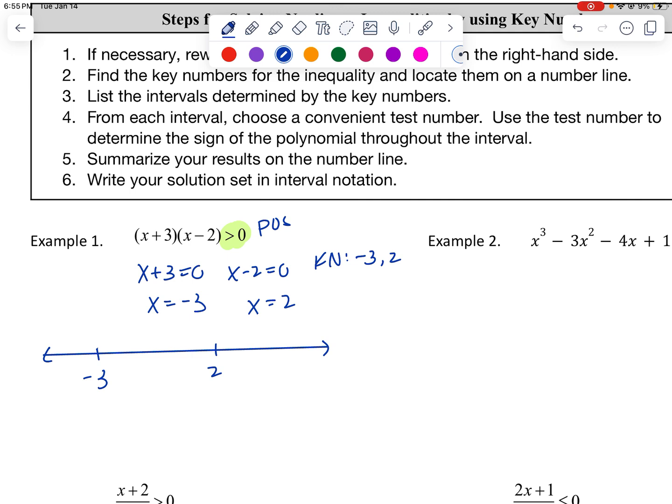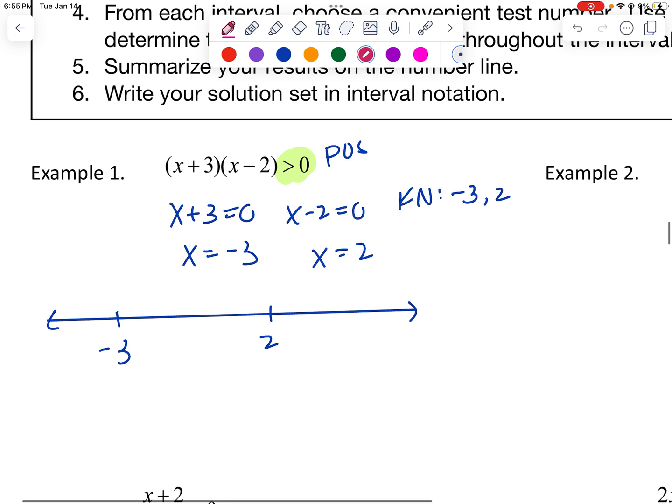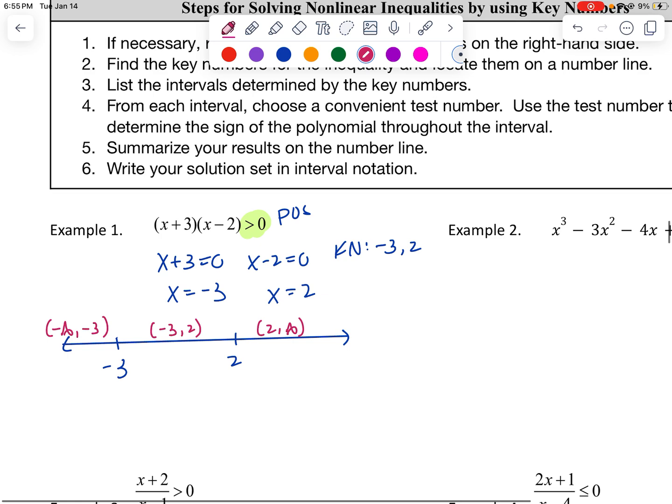Step 3 says list the intervals determined by the key numbers. So this interval is going from -infinity to -3, soft bracket. This interval is going from -3 to 2, soft brackets, then 2 to infinity. As you get more practice with this stuff, you might not even need to write the intervals for each specific key number, but it's always good to have.